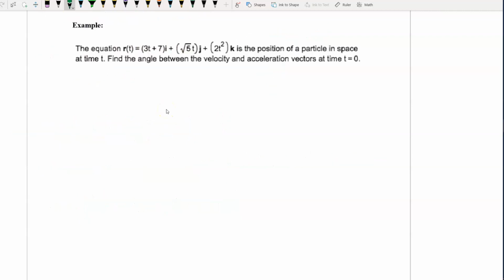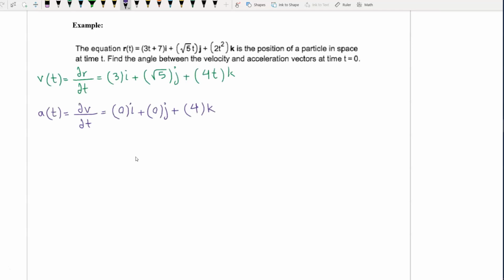Example, the equation r(t) is equal to (3t plus 7)i plus square root of 5t j plus 2t squared k is the position of a particle in space at time t. Find the angle between the velocity and acceleration vectors at time t equal to 0. So first I'm going to find velocity and acceleration. So velocity is equal to 3i plus square root of 5 j plus 4t k, and acceleration is the first derivative of velocity, so that is equal to 0i plus 0j plus 4k.